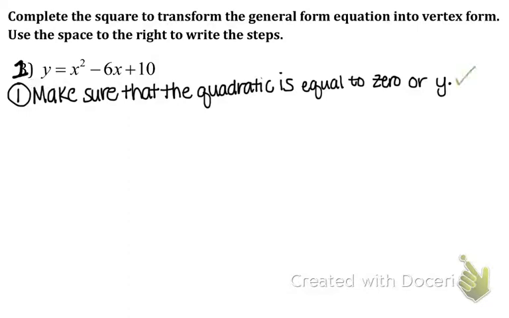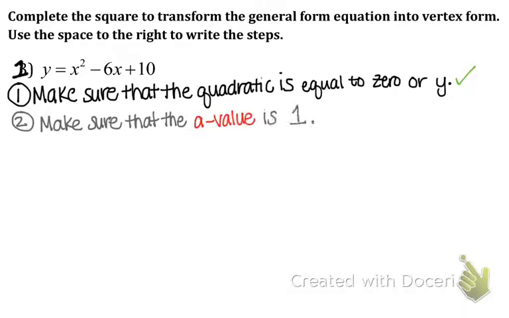So we are good. Our second step is to make sure that the a value of our quadratic is equal to 1. So let's check on that. My a value is the number that is the coefficient in front of the x squared term. So in front of this x squared term we have a 1. So we are good there.